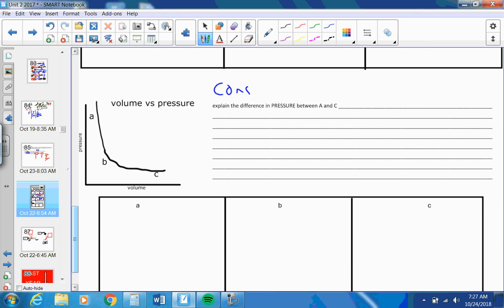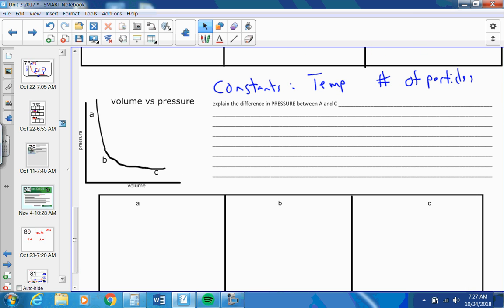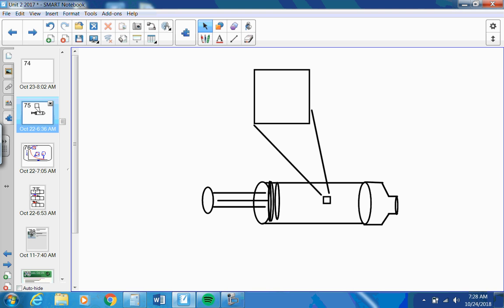So our constants on this one were the temp, which means I have to make them all the same speed. And the other constant was number of particles. This is a tricky one, this number of particles one. Because even though I declared that as a constant, I'm not going to draw the same number of particles in every box, because the box doesn't represent the whole container. The box only represents what's going on inside of there.